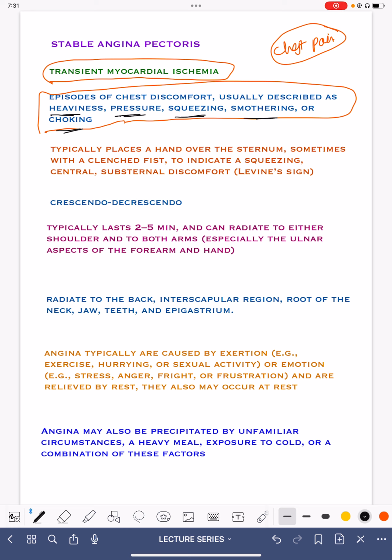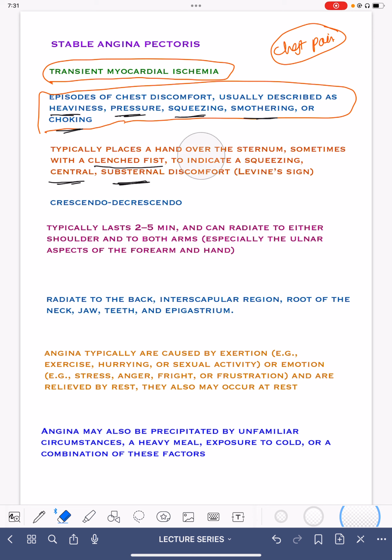Now, this patient very typically places their hand, a squeezed hand or fist, over the sternum, to indicate that they have very much squeezing over the chest, which is usually central. The squeezing or chest pain is usually present below the sternal area, and this is very typically called the Levine sign.